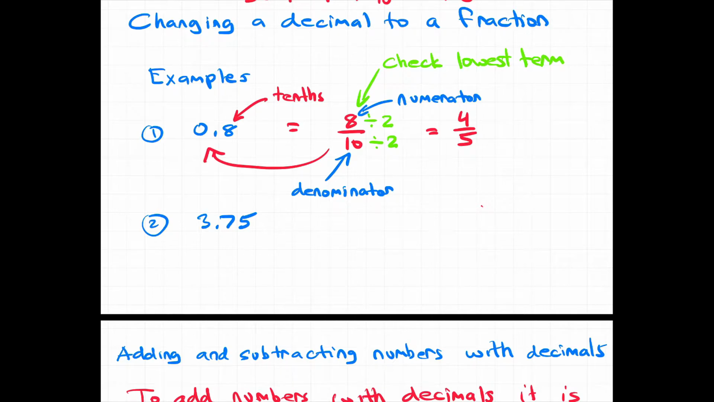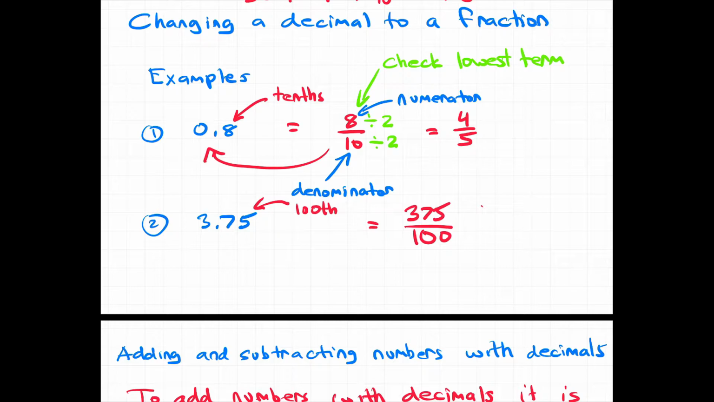Okay, now let's take a look at example number 2. We have 3.75. Okay, now because this last digit right here is in the hundredths column, then what we're going to have to do is put our answer over 100. So the hundredths becomes our denominator. So we ignore the decimal in this place, just like we did on the other one. It says 0.8, but we put 8 over 10. Our denominator in this case is 100, and we're just going to put 375 over 100.